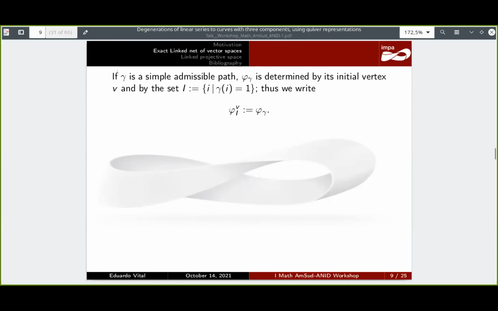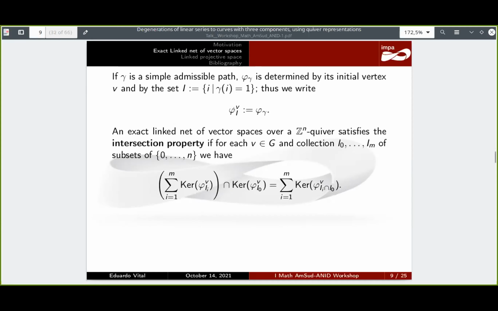Well, when gamma is a simple admissible path, the map phi gamma is determined by its initial vertex V and by the set L, which is the set of i such that gamma i is equal to 1. Thus, we can write a new notation for phi gamma as the map that starts in V along the set L. Then we define that an exactly linked net of vector spaces over a Zn quiver satisfies the intersection property if for each vertex and each collection L0 to Lm of subsets of 0 to n, this equality holds.